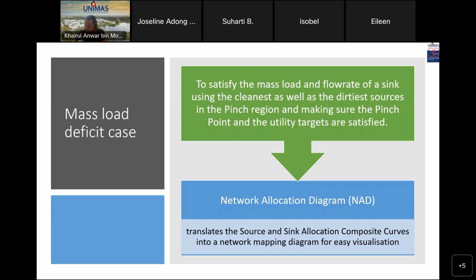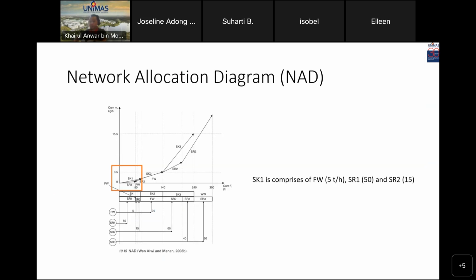So Wan Alwi and Manan proposed to satisfy the mass load and flow rate of a sink using the cleanest as well as the dirtiest source in the pinch region, making sure the pinch point and utility target are satisfied. And they came up with the network allocation diagram, which translates the source and sink allocation composite curve into a network mapping diagram for easy visualization.